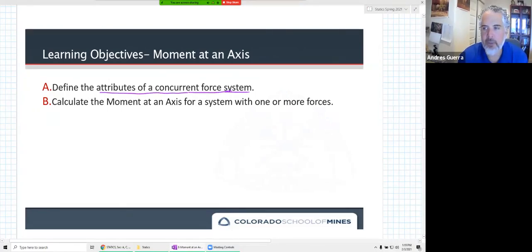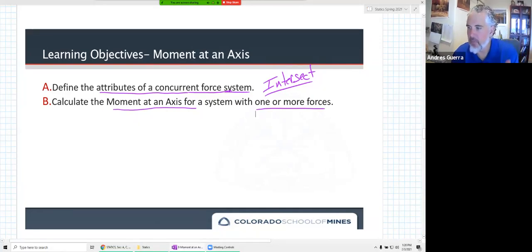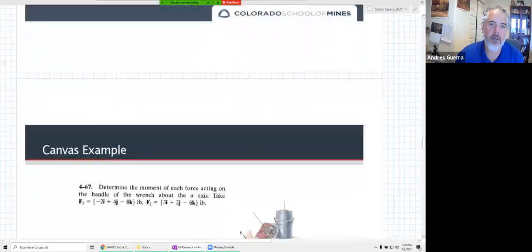And actually, we already did that when we did the dot product for force vectors. It just means if it's a concurrent force system that they intersect, right? So we have this intersection where they intersect. And then we just need to be able to calculate the moment at an axis for a system with one or more forces. Actually, moment at an axis is exactly the same thing that we did with the dot product. We're just using moment vectors now instead of using force vectors.